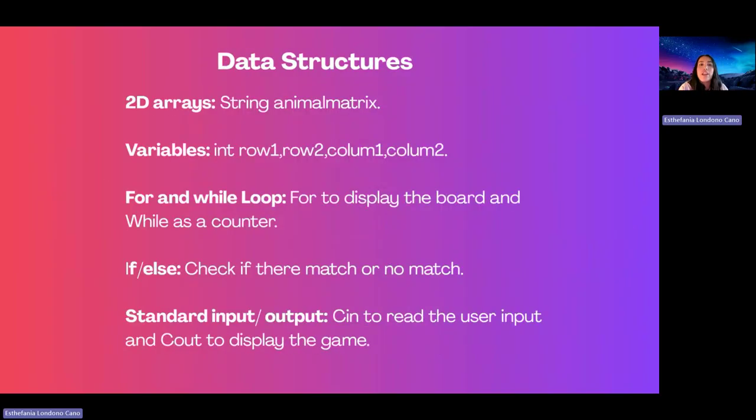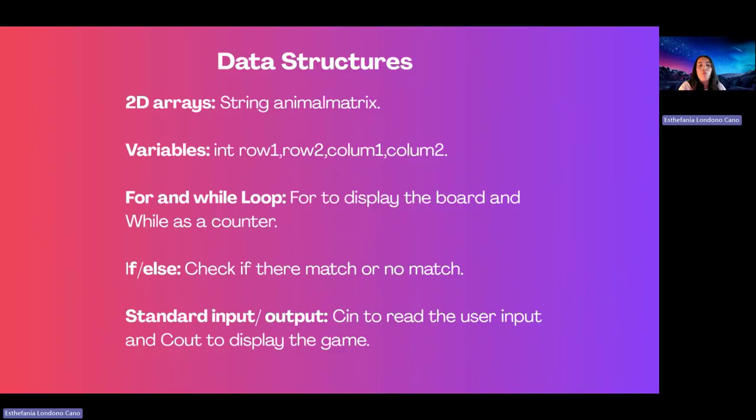And these are the data structures I used to make this game. So we can see 2D arrays, so our animal string, right? You can see in every question mark we plug this, so this is our matrix variables. So to say, okay, which row, which column from the first card and the second card. So you can see row 1, column 1, row 2, column 2.